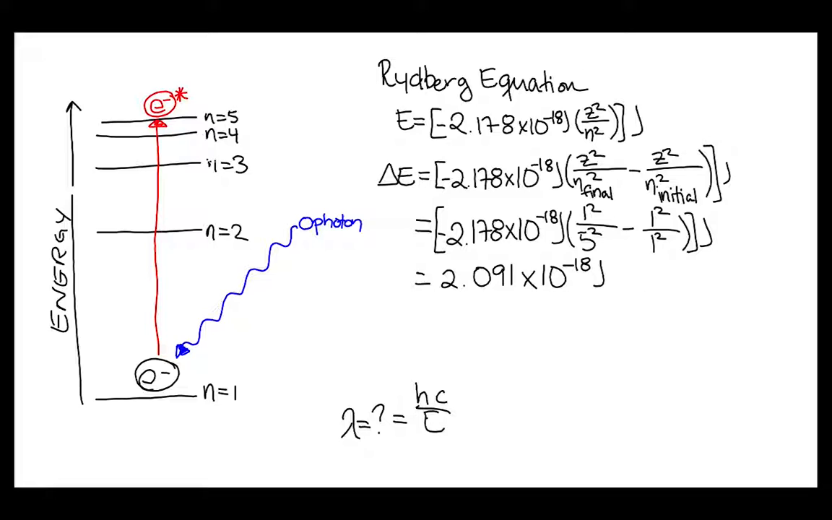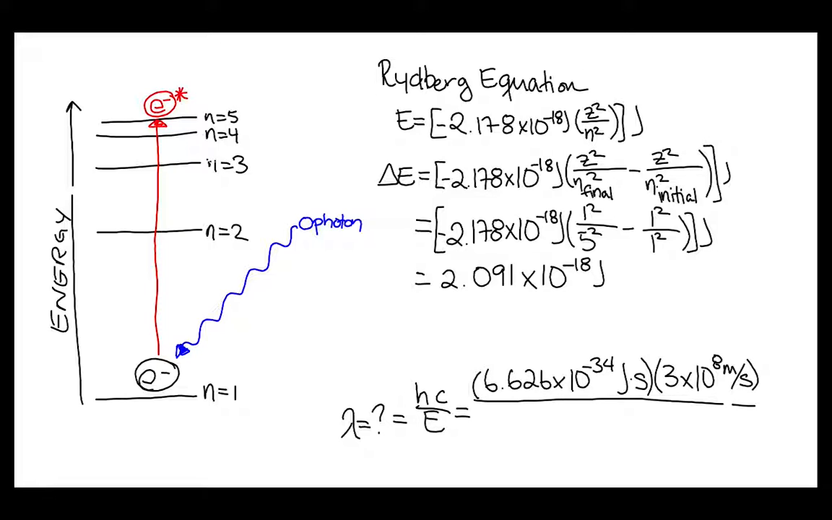To calculate what the wavelength of light necessary is to do this excitation, we'll use the equation lambda is equal to hc over E, where lambda is the wavelength, h is Planck's constant, and c is the speed of light. And so if we plug in our values, what we'll have is 6.626 times 10 to the negative 34 joule seconds times 3 times 10 to the 8th meters per second over 2.091 times 10 to the negative 18 joules. And so what we can see is that the joules will cancel out and the seconds will cancel out, and we'll end up only with a unit of meters.